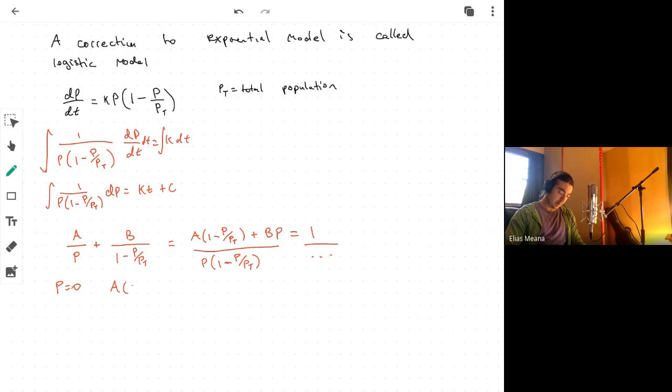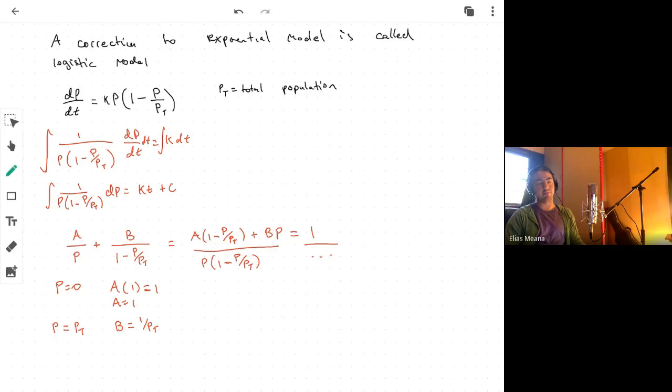A times 1 equals 1, which, of course, is a very difficult equation to solve. So a equals 1. And then we have p equals pt. When p is equal to pt, of course, the a term drops out, and we get b is equal to 1 over pt. Right? Not too bad.